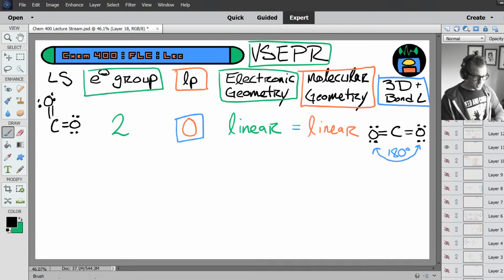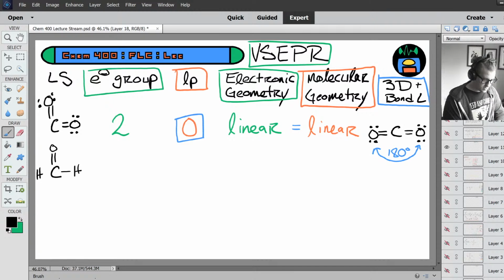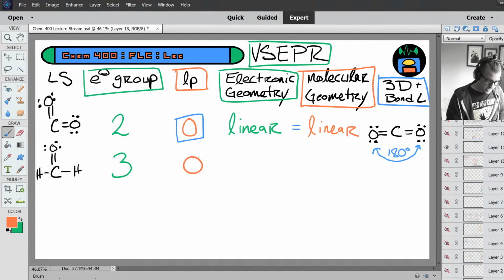All right, let's look at formaldehyde. So here's a Lewis structure of formaldehyde. Let's count our number of electron groups. Well, we have 3 atoms attached and no lone pairs on carbon. So we have 3 electron groups, 0 lone pairs on our central atom. You'll notice that the electron groups are atoms attached. It doesn't matter if they're double or single bonded. We just want to know the number of atoms, right? 3 atoms attached, no lone pairs.